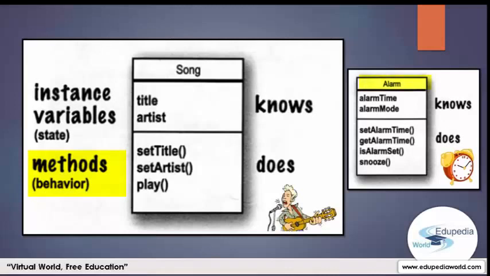For example, alarm objects can have instance variables to hold the alarm time and two methods for getting and setting the alarm time. So apart from the getting and setting of the values for the instance variables, you can see the general behavior such as snoozing in the alarm and playing a song.